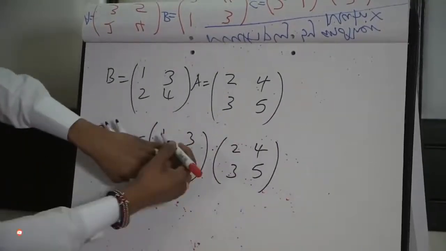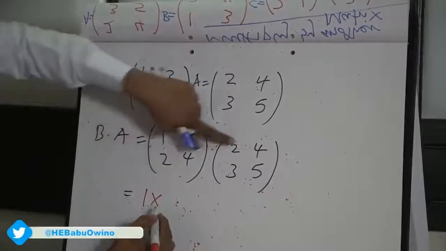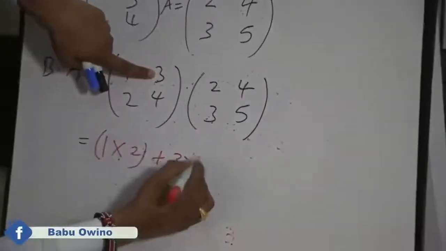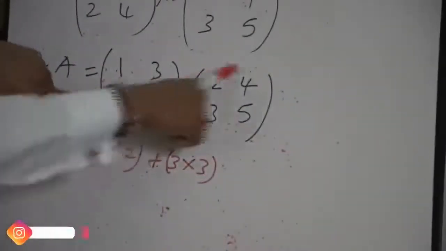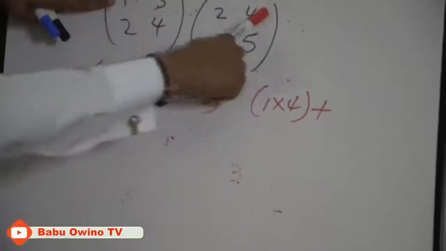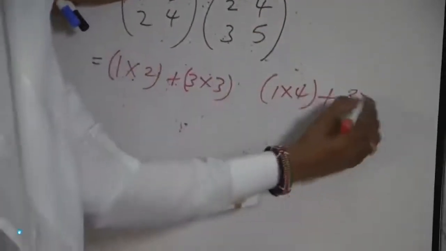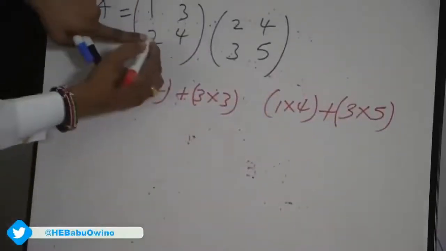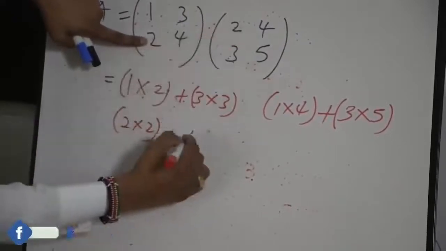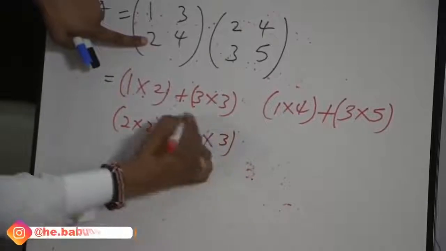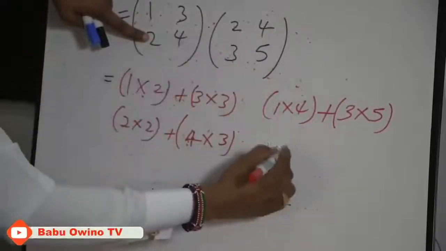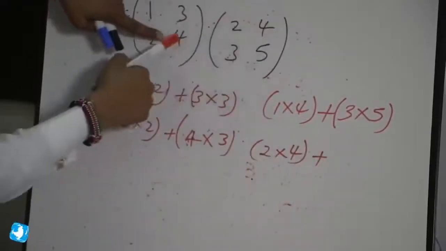So when we cover this, the first row is 1 times 2 plus 3 times 3. Then we go to the next column, 1 times 4 plus 3 times 5. Next one is 2 times 2 plus 4 times 3. And lastly is 2 times 4 plus 4 times 5.